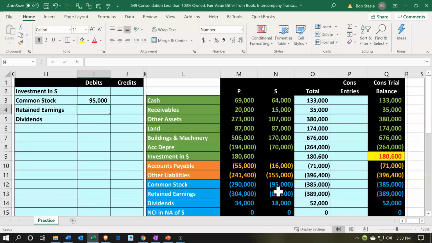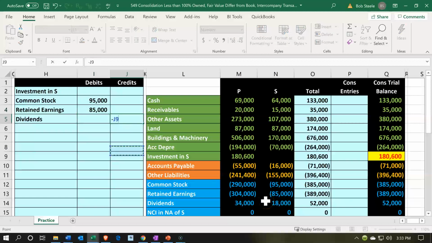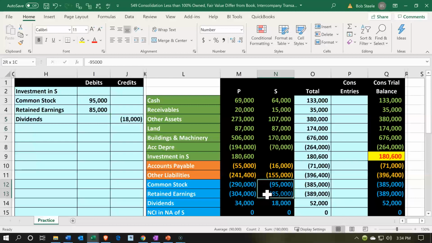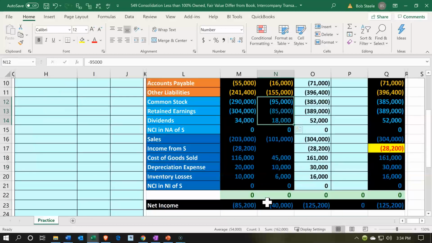I'm going to do the same for the retained earnings. So it's a credit here, so I'm going to debit it to remove it. And then we have the dividends, which is a debit on this side, so a credit in our journal entry. So we're going to credit the 18. So those will be removed. That's going to basically take these out. So that's going to be the equity portion there.